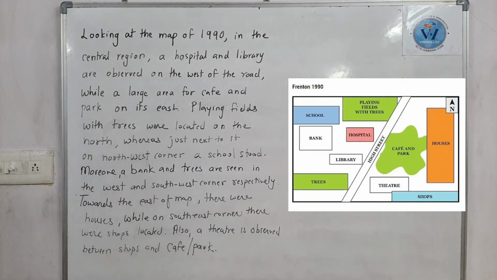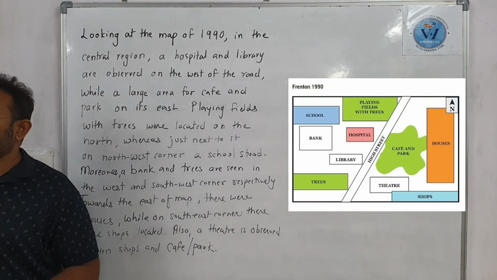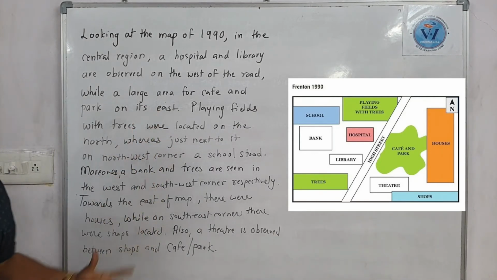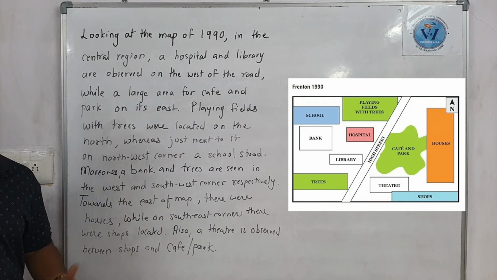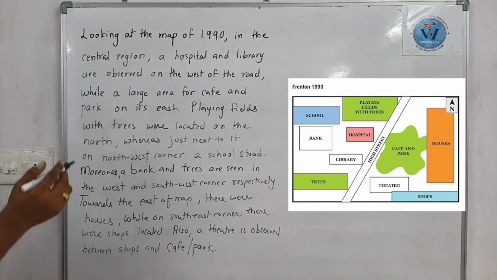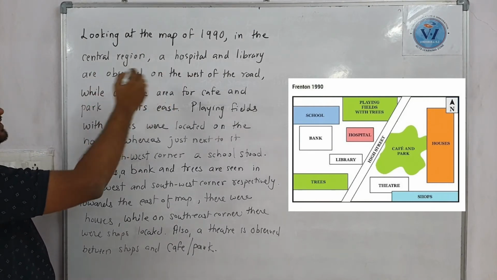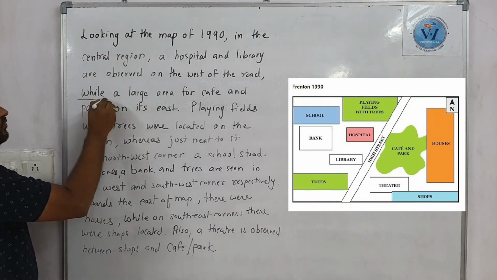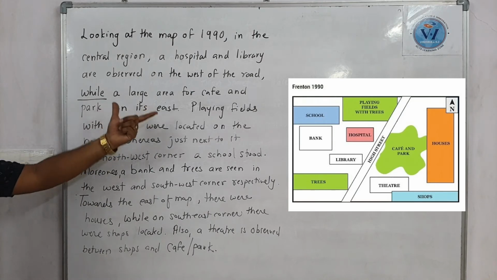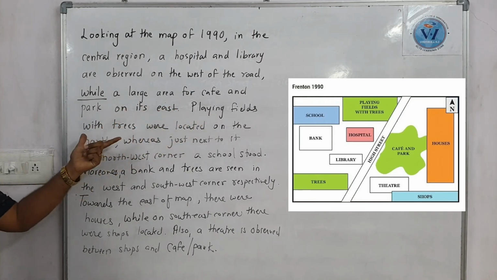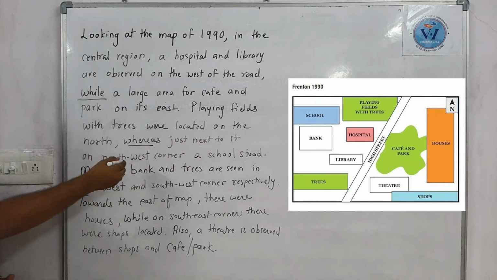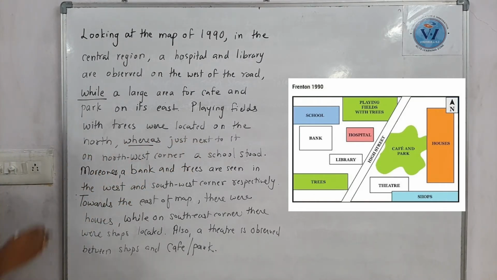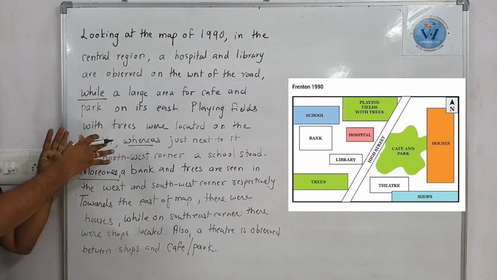Write it. See, when you will look at this, it doesn't seem point wise. See the linkers I have used. Looking at the map, in central region, a hospital and library were observed on the west of the road, while means this is the opposite part of it. Then second, playing fields and trees were located on the north, whereas just next to it on northwest corner a school stood. Now that part is over.